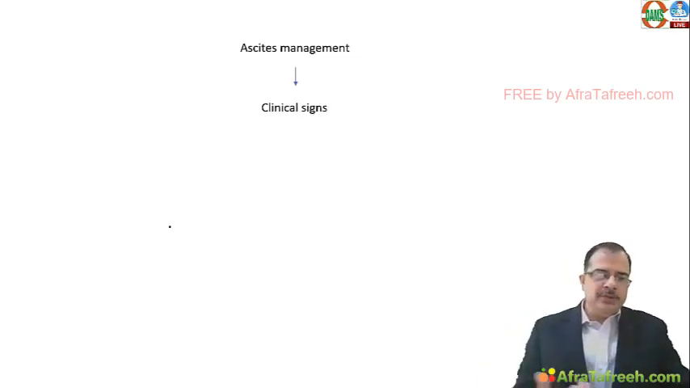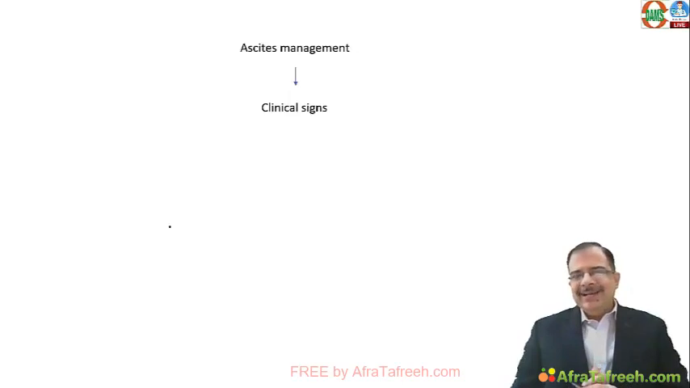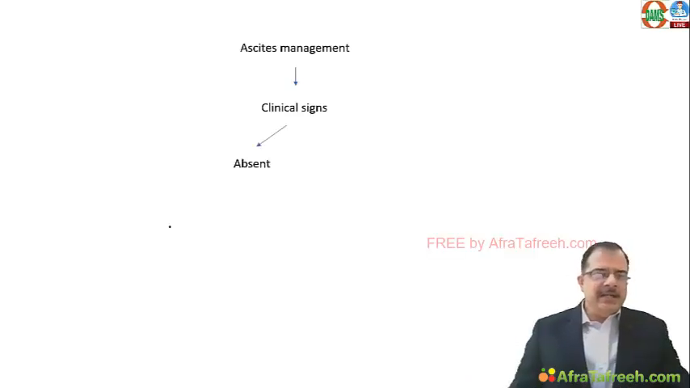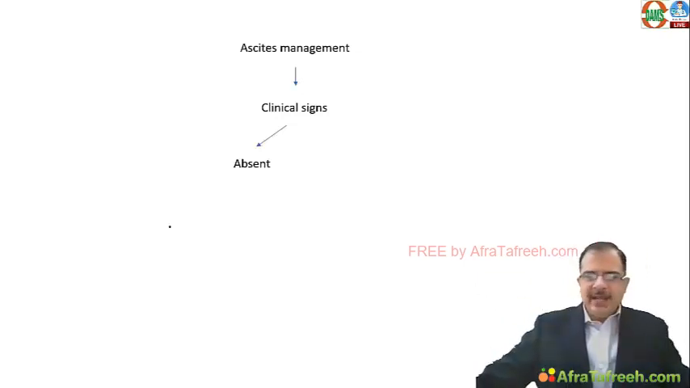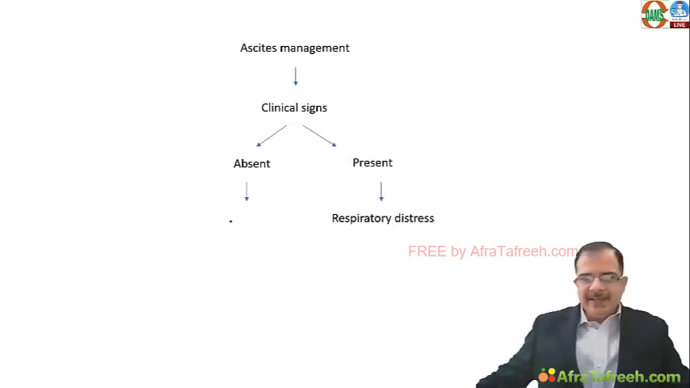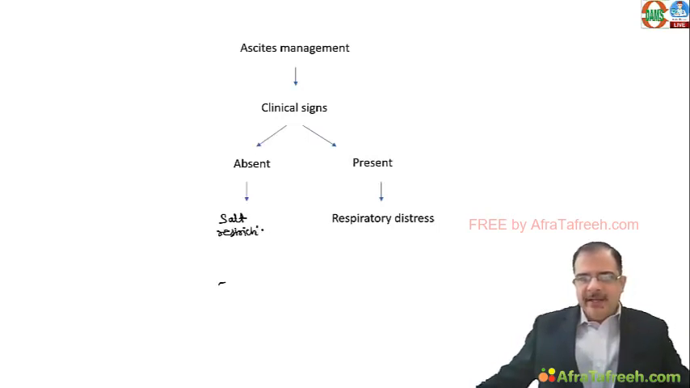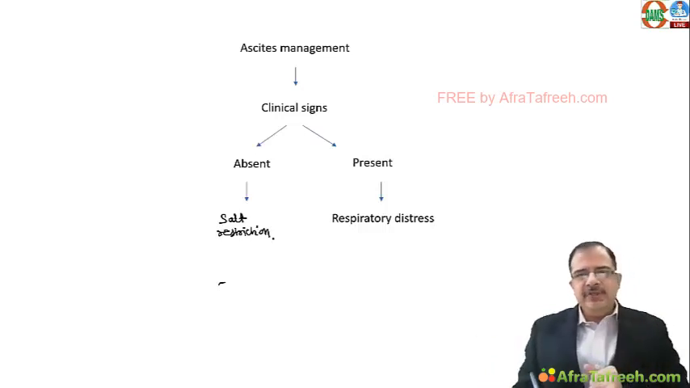Sometimes practical questions can come to you. So depending on the clinical sign, whenever a patient of ascites is coming to you, look for the clinical sign of ascites. So if the clinical sign is absent, that means there is no shifting dullness, there is no fluid thrill, the clinical sign is absent. So in that condition, what should we do? If the clinical sign is absent, then only salt restriction should be done. No diuretic use is indicated here. Salt restriction is the only thing needed.